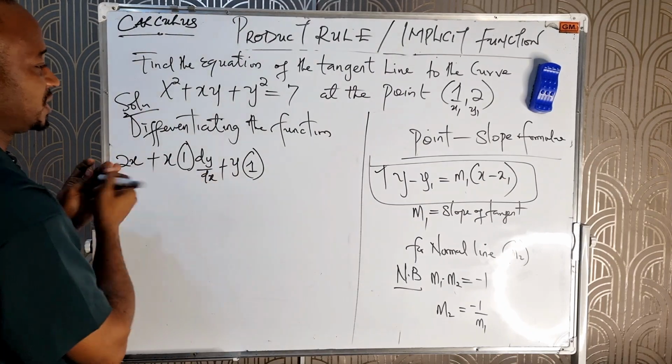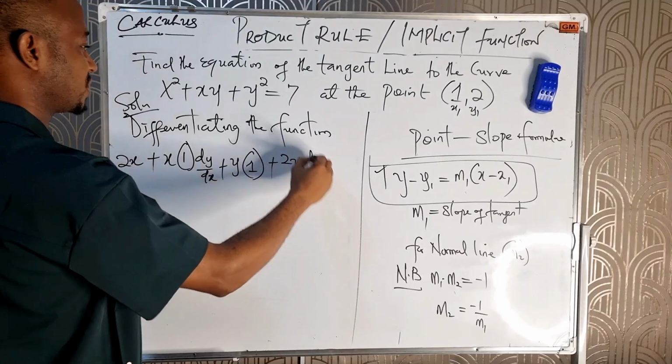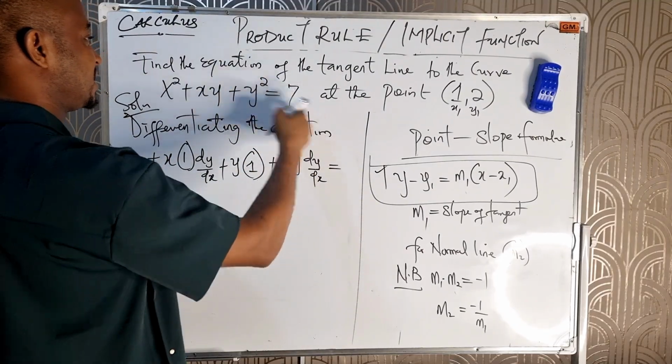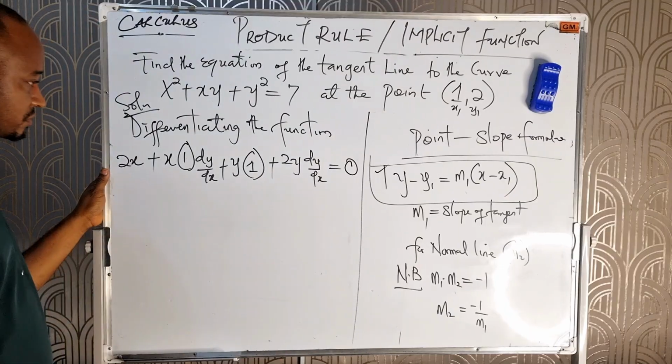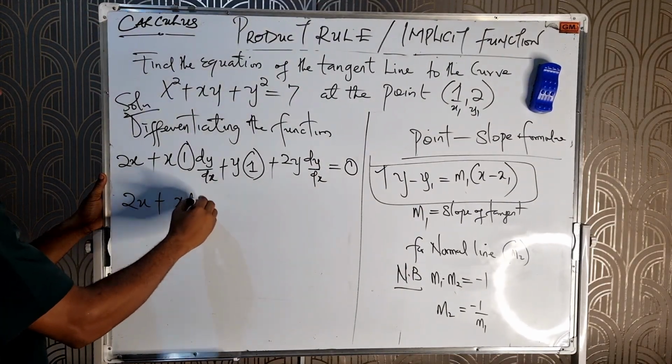So let's proceed. On this side, we have y squared. That will give us 2y, then I'll multiply with dy/dx. All equals to, when you differentiate 7, the answer is 0. So here we have 2x plus x dy/dx.